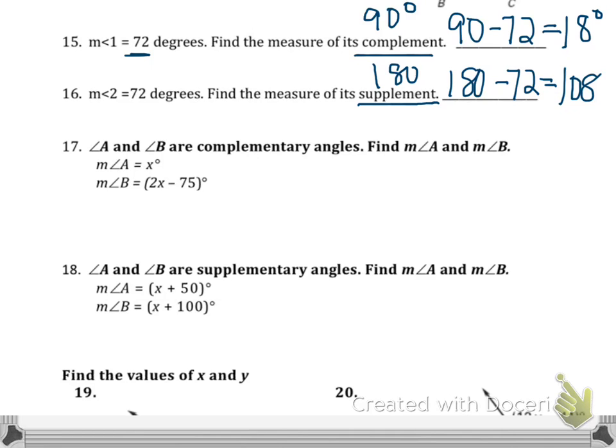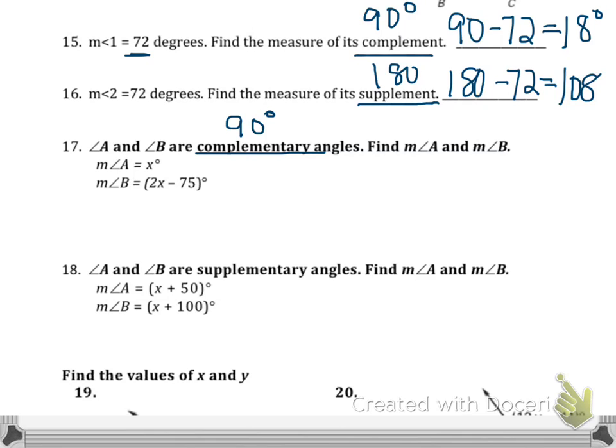Okay, that brings us to question number 17, which is related to question number 15. Question 17 says that angles A and B are complementary angles, and they would like us to find the measure of each of those angles. So if they're complementary, you should know that they sum to 90 degrees. You have to know that. It's not optional. We use that quite often, so you want to definitely know that.